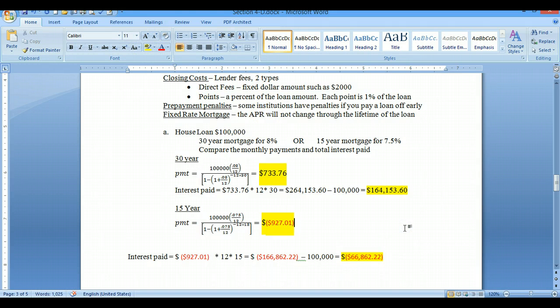A rather dramatic change between those. $164,000 versus only $66,000. We changed it by only paying for half the amount of time, but my monthly payment is a much bigger payment, about $200 more every single month.